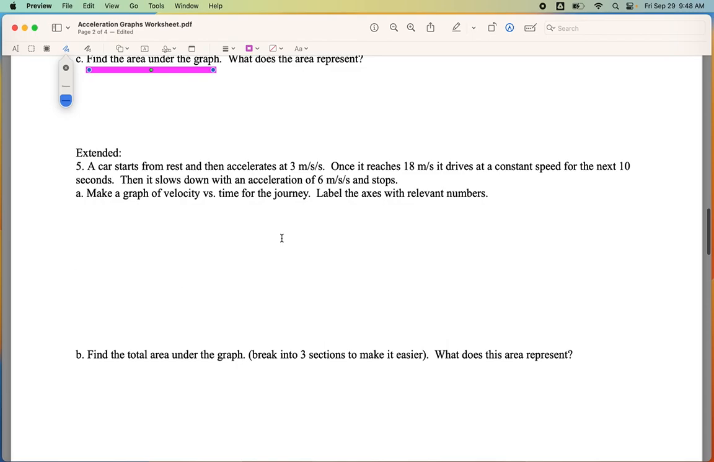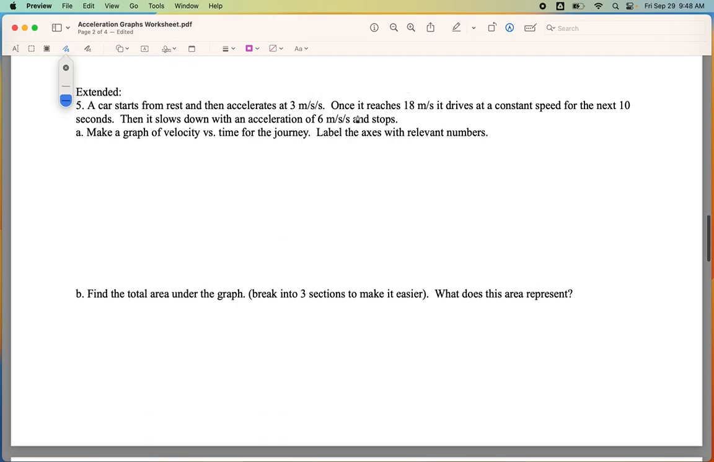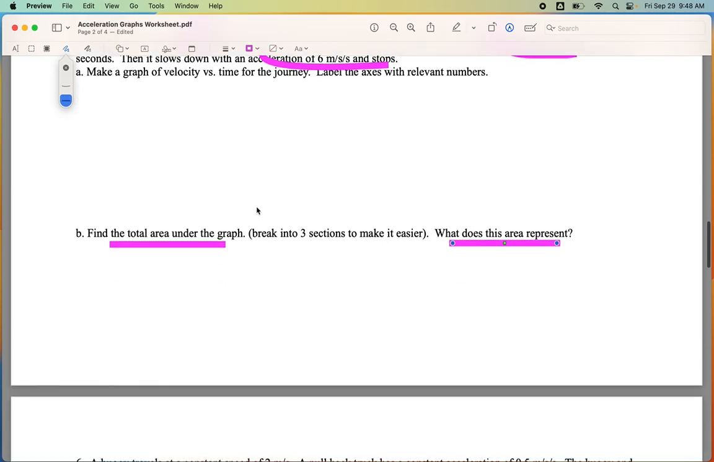I do want you to do these extended problems, of course. So this one is going to kind of be 3 pieces. You've got first the car starts from rest and accelerates. Then you've got driving at a constant speed. And then you've got slowing down and stopping. So it's like 3 different parts of a graph. So on your velocity graph, you should have 3 distinct sections. And of course, that's going to meet together. So you're going to have something that is accelerating, and then constant speed, and then slowing down and stopped. Once again, you're going to find the total area under the graph, break it into 3 sections. And just to give you the answer to this, the area represents the displacement, or the distance that the car travels.